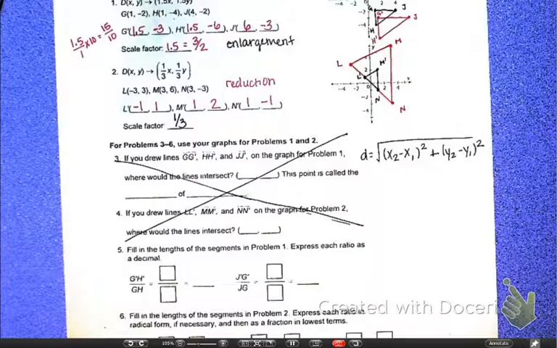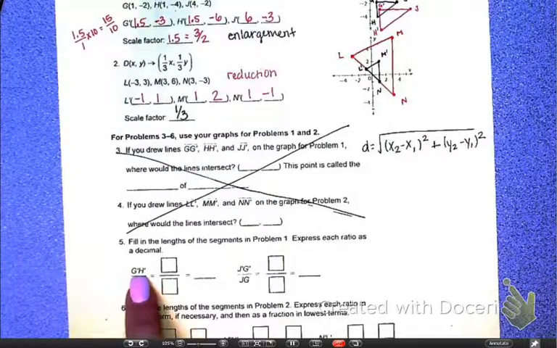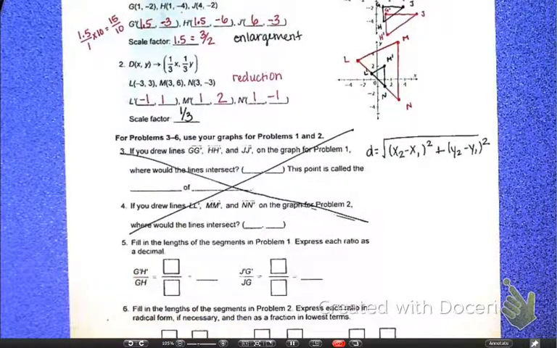Okay. So fill in the lengths of the segments in problem 1. Express each as a ratio. Express each ratio as a decimal. Okay, so it tells us here to find G prime, H prime. Now, I would use the distance formula. However, if you look at that triangle, what's nice about G prime, H prime?